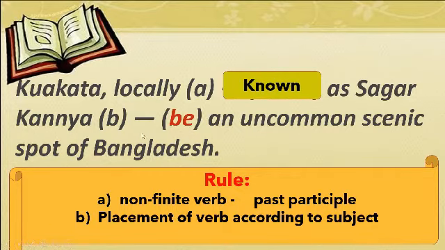Now dear students, for the next gap, you can find the verb be, which is a main verb for this sentence. So placement of verb will be changed according to subject Kuakata. As the sentence is in present indefinite form, dear students, you can write the answer is for this gap.